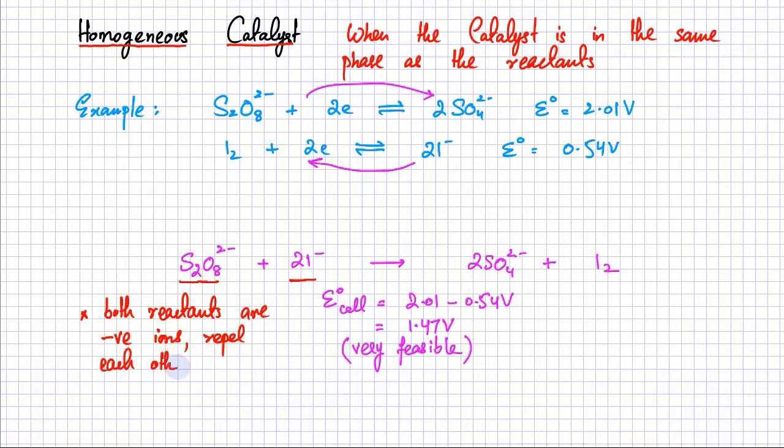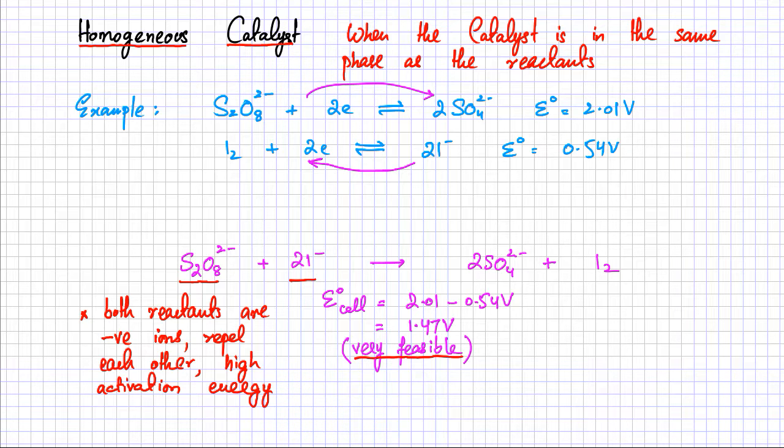And this leads to a very high activation energy. So although this reaction is supposed to be very feasible, the E0 cell of this reaction suggests that this reaction should happen, but due to the high activation energy, this reaction does not happen.